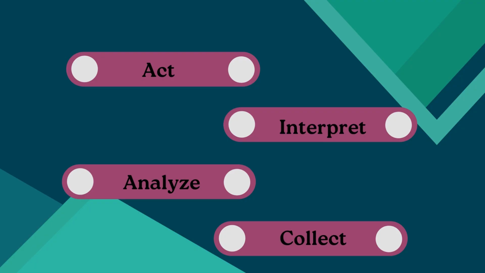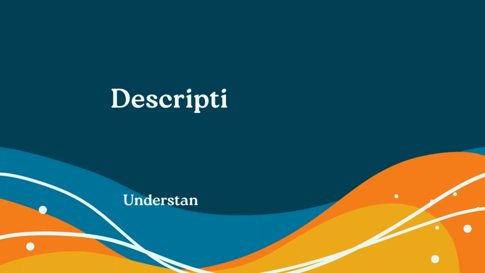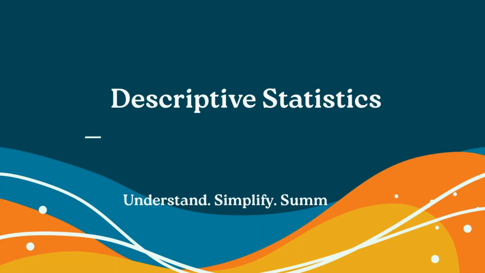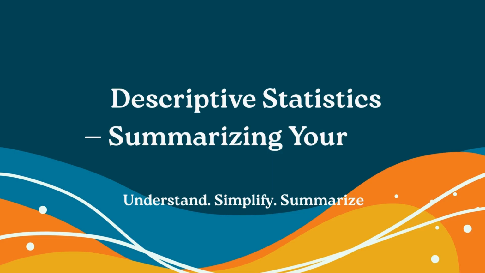And just like any good story, it unfolds in chapters. The first chapter is all about understanding your data, describing what's really going on before jumping to conclusions. Let's start there with descriptive statistics. Before we can analyze relationships or make predictions, we first need to understand the data we already have. And that's where descriptive statistics comes in, the first and most essential step in applied statistics.